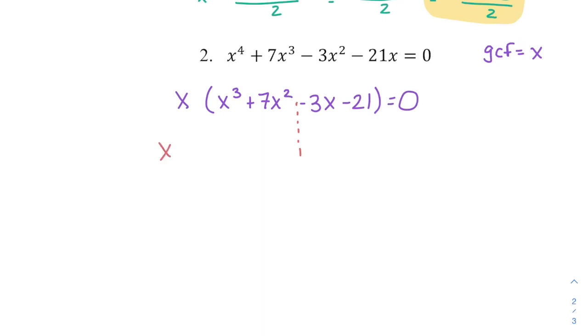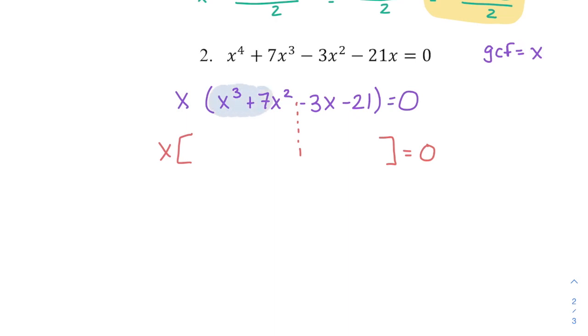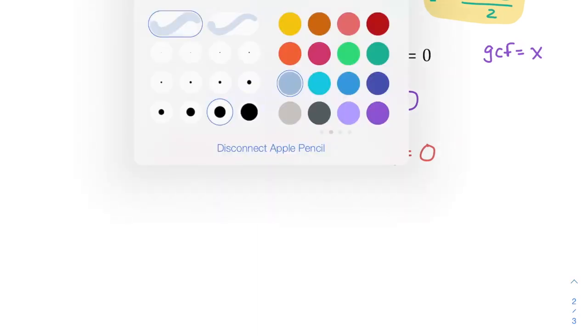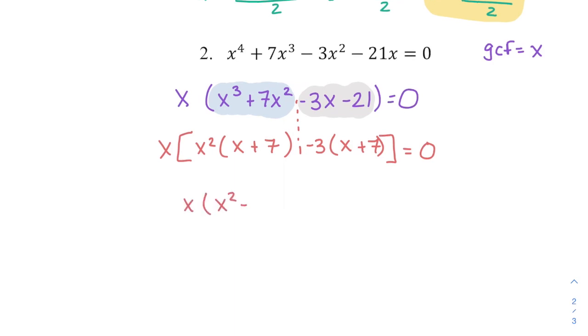So I'm going to bring my GCF down. I'm actually going to use a bracket here because I'm going to have some nested parentheses. So the GCF of this side here is x squared. So I'm going to write x squared. What's left over? It would be x plus 7. And then the GCF of this side here is negative 3. What's left would be x plus 7. So then my 3 factors are x times x squared minus 3 times x plus 7 equals 0.